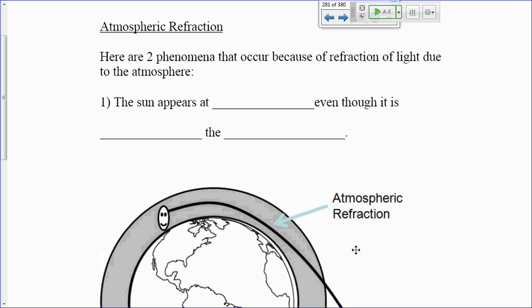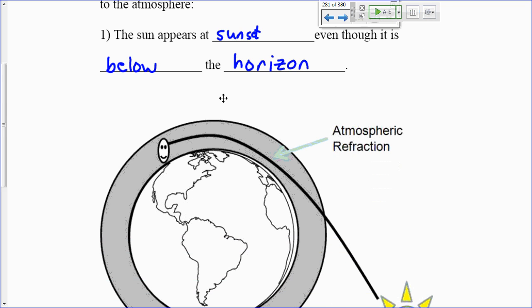The first is that the sun appears at dusk, or at sunset, even though it is below the horizon. So we don't know this is actually happening, but it does occur. It just sort of looks like the sun is there. But in fact, the sun's not there; the light rays are bending so that you can see it.